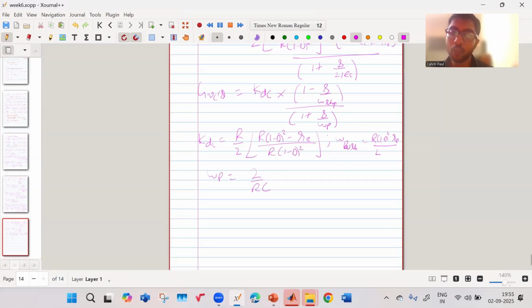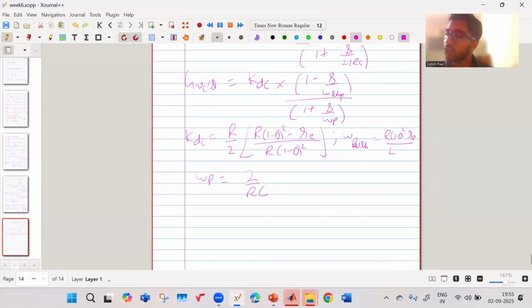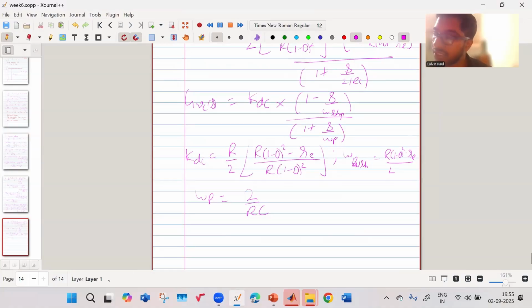So, if you go back to Sir's lecture, you will see he has considered your RE to be equal to 0. If RE is equal to 0, what will be my KDC? It will be R by 2, which Sir also got. And if RE is equal to 0, what is your omega RHP? R into (1 minus D) square by L.